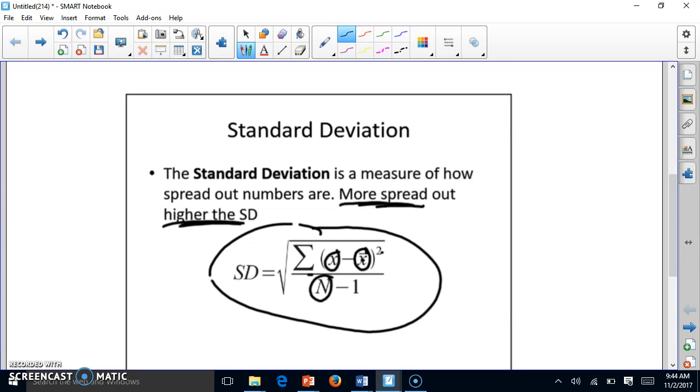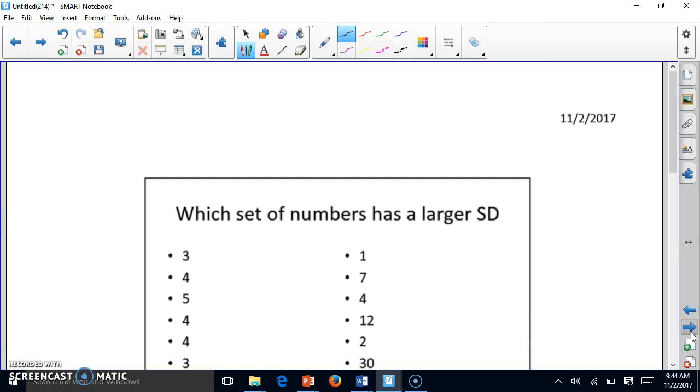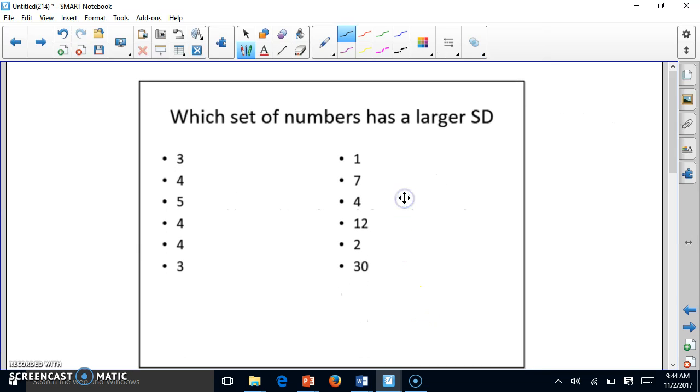You will never have to calculate the standard deviation on the AP exam. They will give it to you. But you need to know that the standard deviation tells you how spread out the numbers are. So for an example, if we take a look at these two number sets, we'll call them number set A and number set B, the question is which number set has the larger standard deviation?